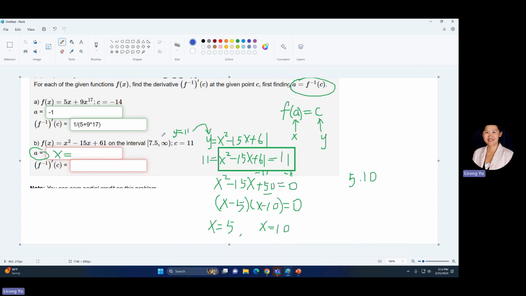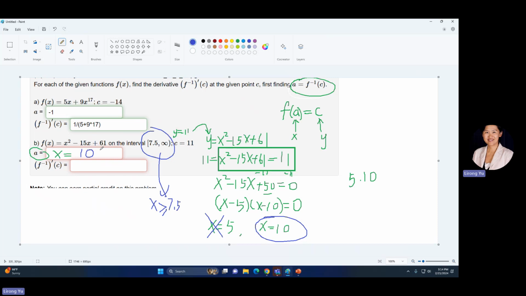But there is this domain, this interval saying x has to be greater than or equal to 7.5. With that, we can't use this one because 5 is below 7.5. We want a number that is bigger than 7.5. That leaves us only one choice: x has to be equal to 10. At least that's in my version.